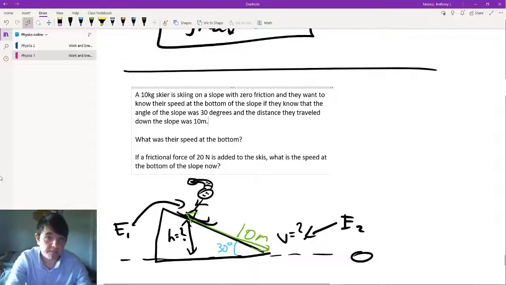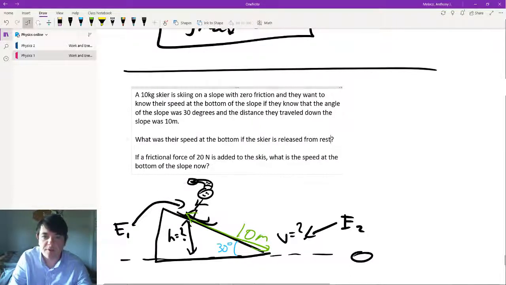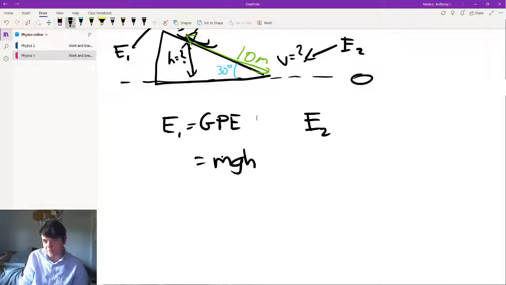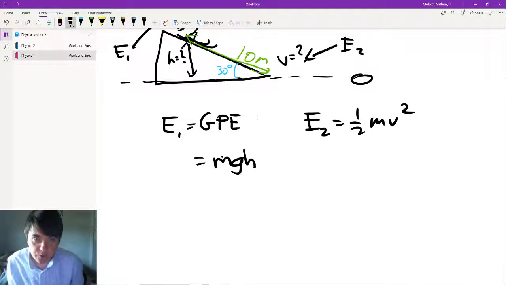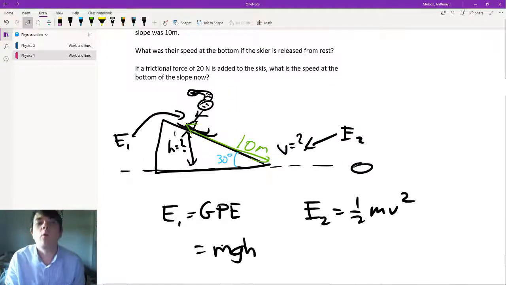I'll just be more explicit with it. The skier is released from rest. They'll be explicit if they're moving beforehand. So they only have gravitational potential energy, so that means mgh, right? E2, at the bottom, there's a 0 point, 1/2 mv squared. They won't have spring potential because there are no springs or anything like that. So this problem then reduces to E1 equals E2, right? But there's an issue. We don't know the height.